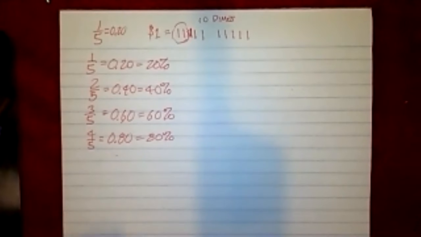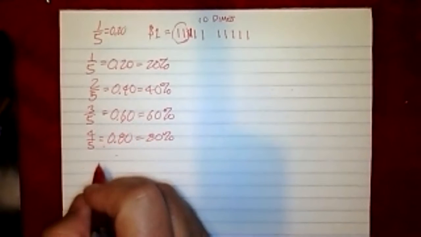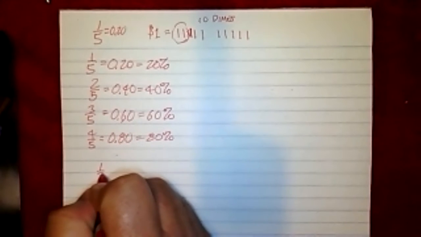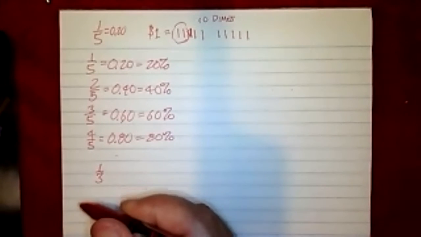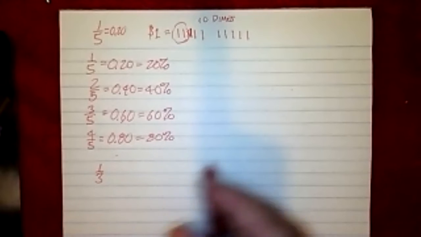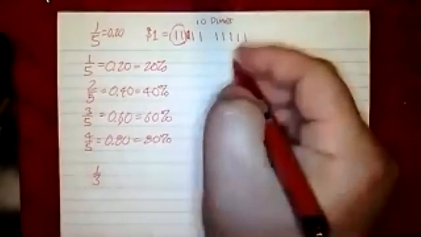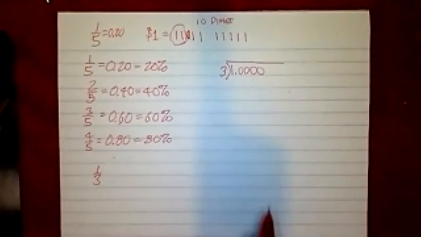Another one that we do, and this one's a little more complicated, but I think you can figure out what's going on with this one. This one is 1/3. And 1/3, really to determine what decimal a certain fraction is equivalent to, you just treat it as a division problem. So you're dividing 3 into 1. So let me show you what happens with that. I'll write it over here. I'm going to put 3 into 1.0000. And of course, we do long division this way.